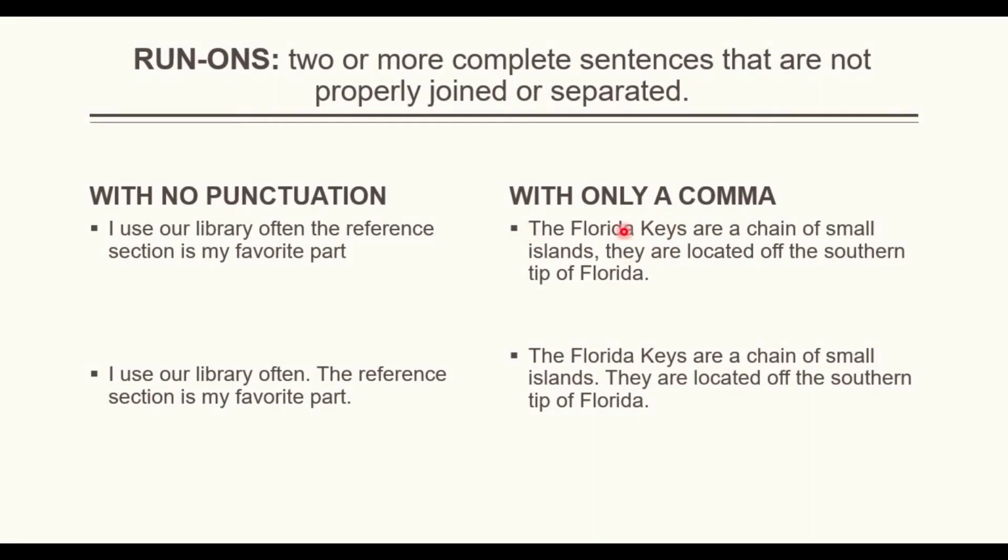With a comma: "The Florida Keys are a chain of small islands, they're located off the southern tip of Florida." So here, I need a period. I don't need a comma here. I need a period because I'm talking about the same topic, the Florida Keys. But remember that if we are going to use a comma here, I need a conjunction, for example, and, but, or, so, yet, etc. But this comma is unnecessary. So if I'm going to start another idea of the same topic, I need to write a period and, obviously, start with a capital letter.